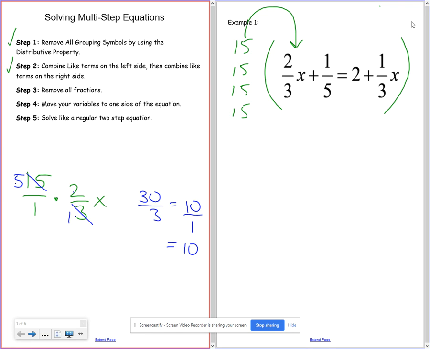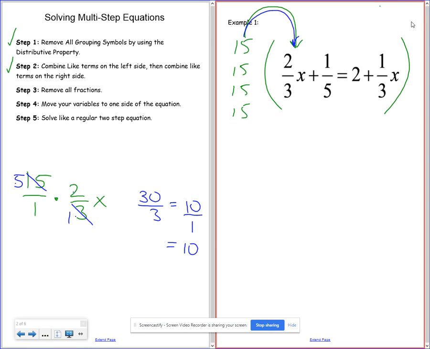So I'm going to take 15 and multiply by this. How many times does 3 go into 15? 5 times. So mark the 3 out, put a 5 here. And then 5 times 2 is 10. So we get 10x. Now I'm going to do it again. So now I want to take 15 times 1/5. Well, 5 goes into 15 3 times. So then 3 times 1 is 3. Then you've got your equal sign.